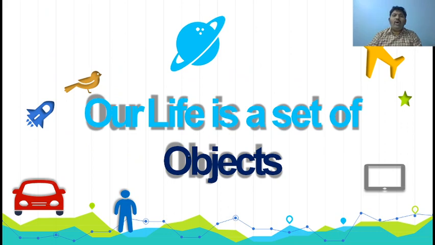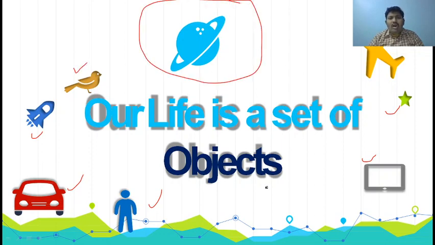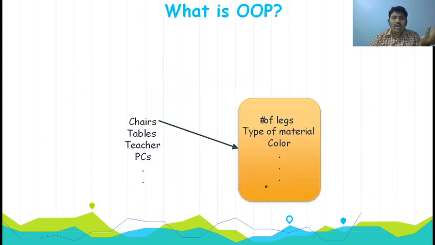First of all, our life is completely covered with a set of objects. For example, every day we deal with flights, stars, tablets, phones, persons, cars, rackets. Everything, be it a small bird or some planet, is an object. So our life is composed of objects only. An object is nothing but a real-world entity. Whatever physical entity you see in real life is called an object.